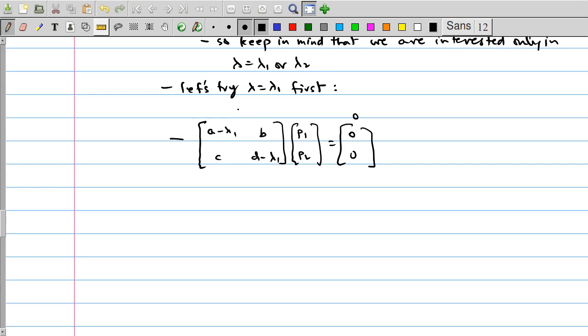So I'm going to call this now P1, and I'm going to call this P11 and P12. So P1 is going to be the first. That one corresponds to lambda 1. It's the first eigenvector.